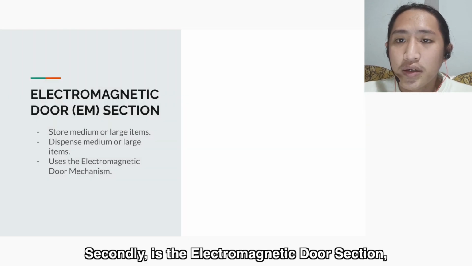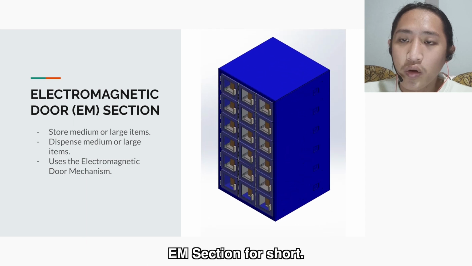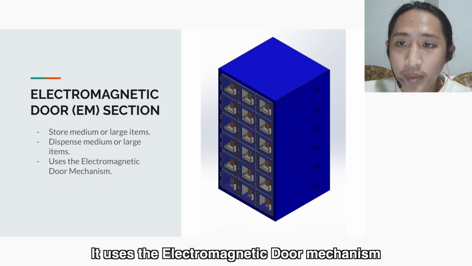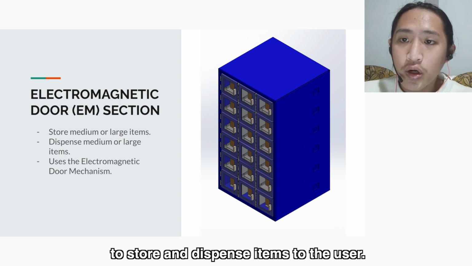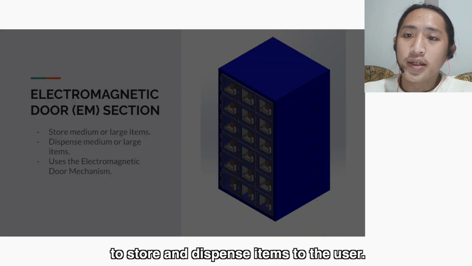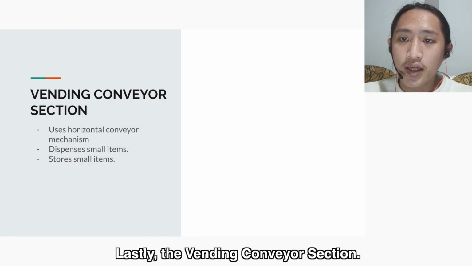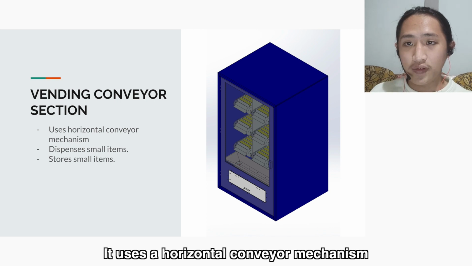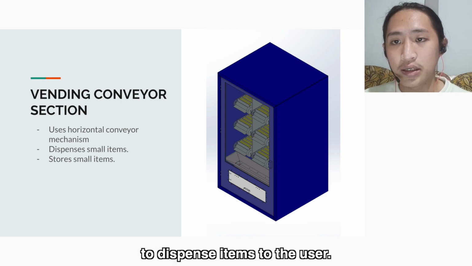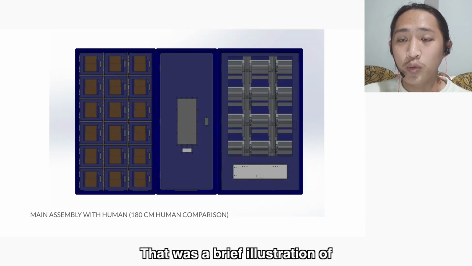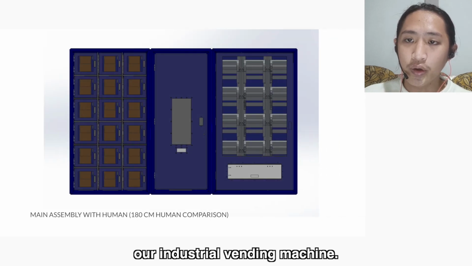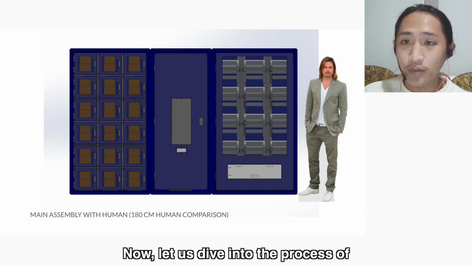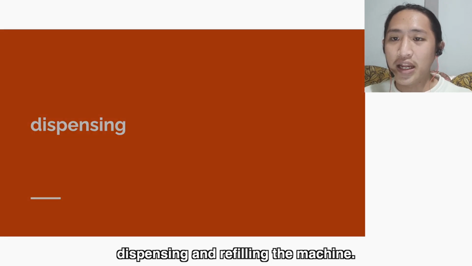Secondly is the electromagnetic door section, or EM section for short. It uses an electromagnetic door mechanism to store and dispense items to the user. Lastly is the vending conveyor section, which uses a horizontal conveyor mechanism to deliver the item to the user. That was the brief illustration about our industrial vending machine. Now let us dive into the process of dispensing and refilling of the machine.